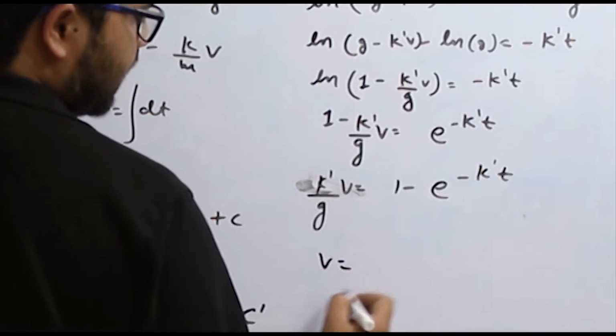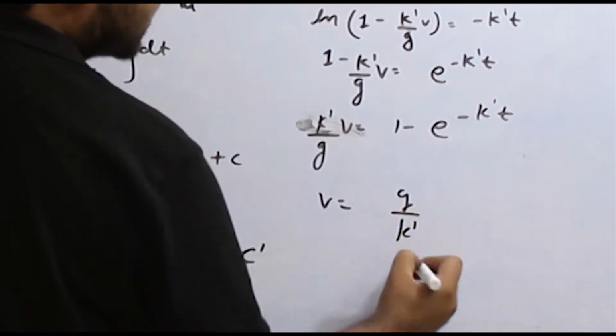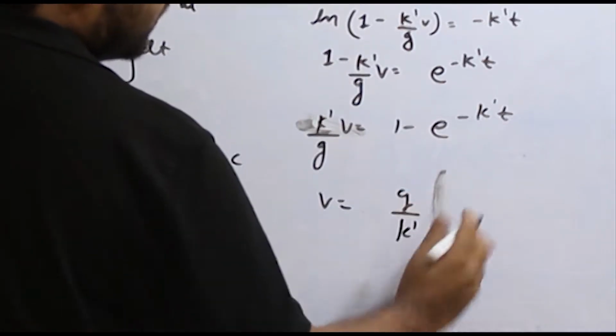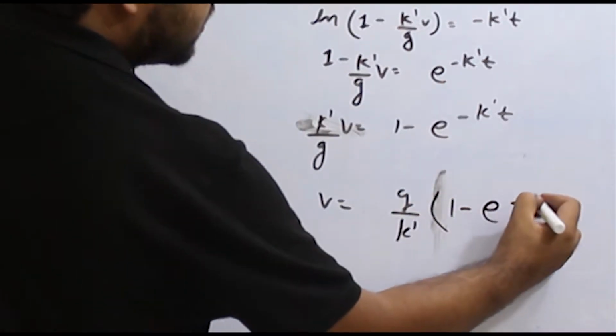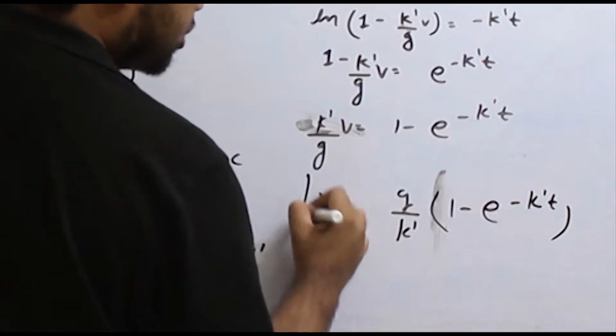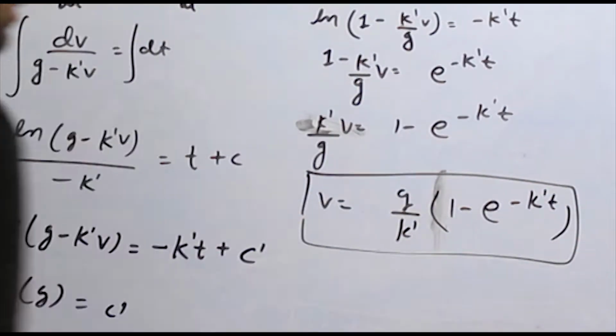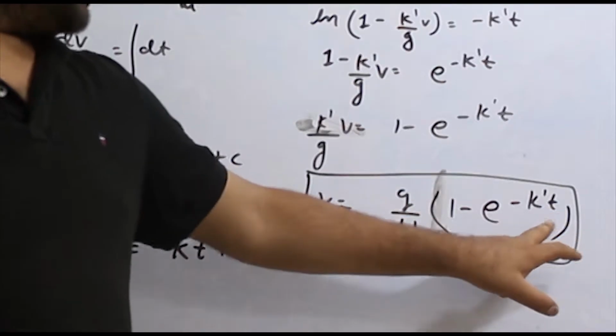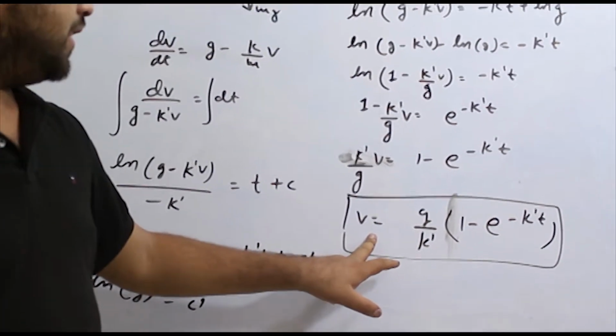So the v we can write as g upon k dash times that. Now see, this is the exact solution here. We have v explicitly as a function of time. So any value of time we can put and we can get the corresponding values of v, right?